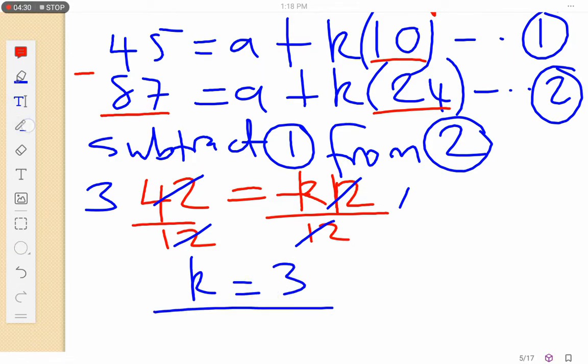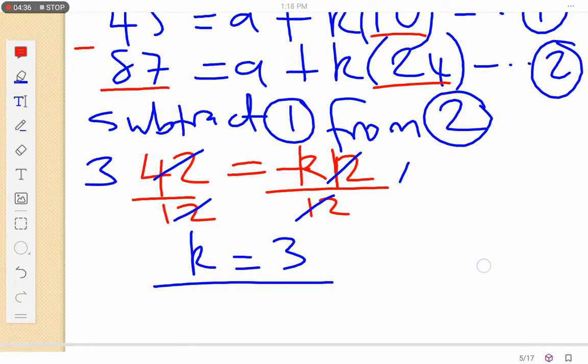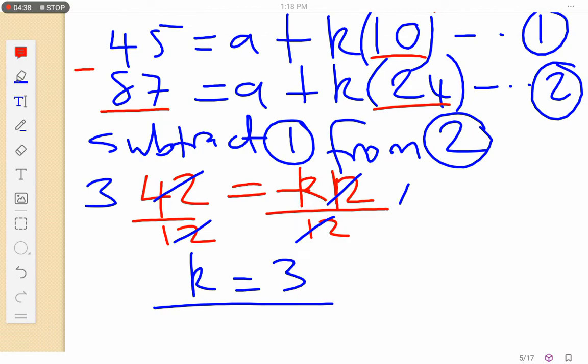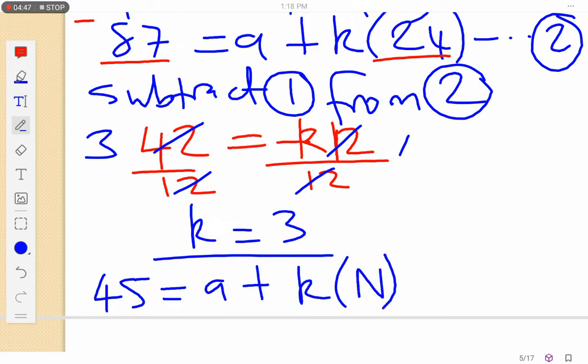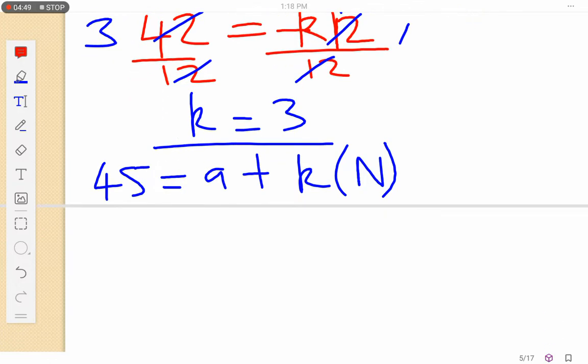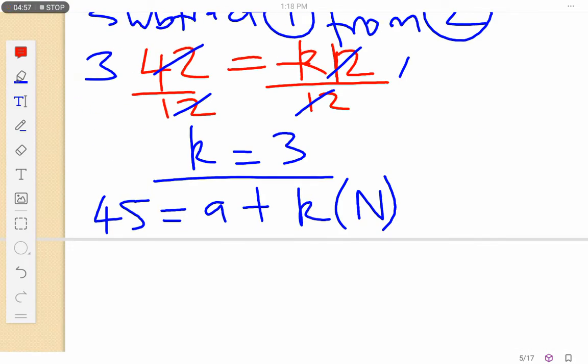Now that I have got my K, I can use any equation to find the value of A. So let's use the first equation. 45 is equal to A plus KN. That one, let's use that one. So now I've got a 3 there. Okay, my N here is 10 there. Let me write 10 here.